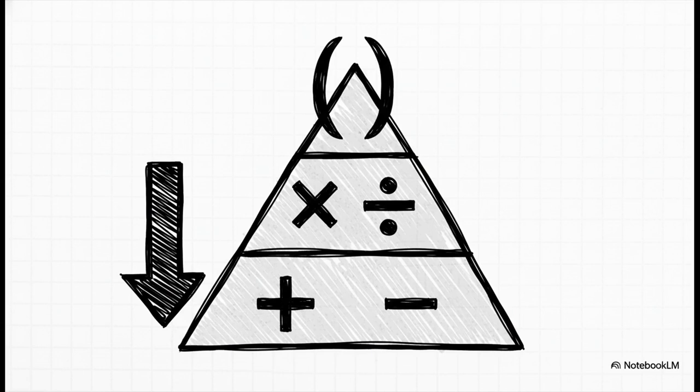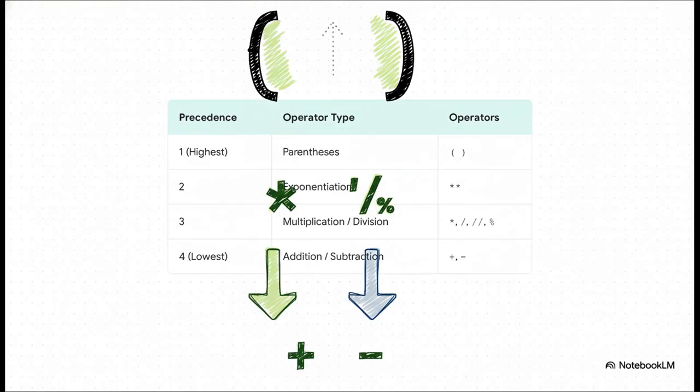If you remember PEMDAS or BODMAS from math class, this is exactly the same idea. It's a strict hierarchy that tells Python which operations are more important and which ones it has to do first. And this table right here, this explains everything. Take a look. Parentheses are king. They're at the very top. They always get done first. But look what's next. Down on levels 3 and 4, you can see it plain as day. Multiplication has a higher precedence, a higher priority than addition.